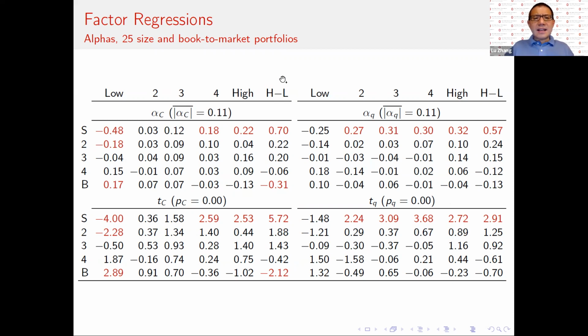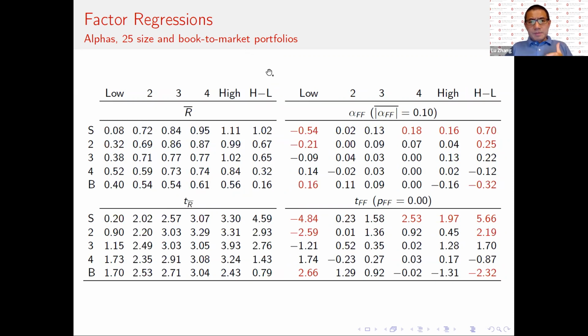Bottom line is that in explaining the 25 size and book-to-market portfolios, the Q factor performance is comparable to the extremely influential Fama French three-factor model.